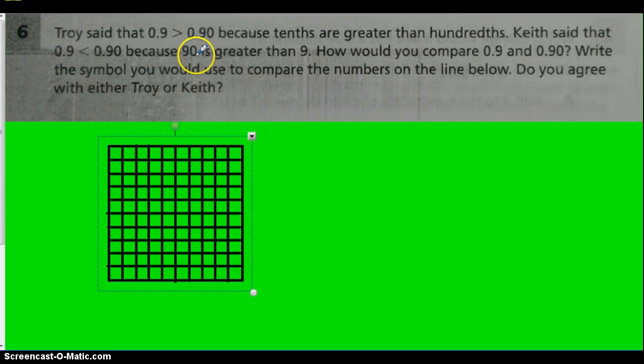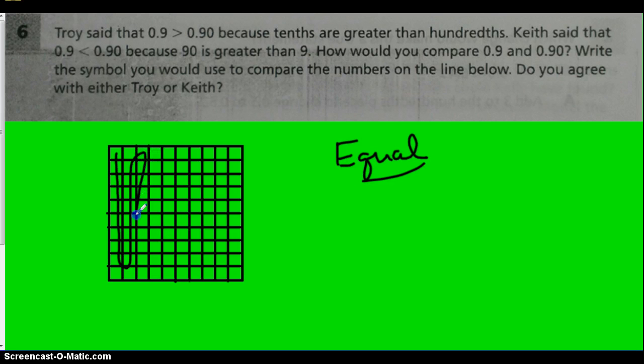Troy said that 9 tenths is greater than 90 hundredths because tenths are greater than hundredths. Keith said that 9 tenths was less than 90 hundredths because 90 is greater than 9. How would you compare? Well, you should be automatic. They are equal because 9 tenths is equal to 90 hundredths. You can see that on the grid. 3, 4, 5, 6, 7, 8, 9. 9 tenths is equal to 90 hundredths.